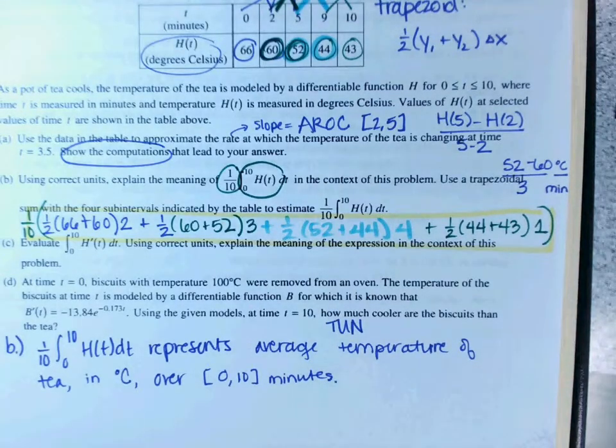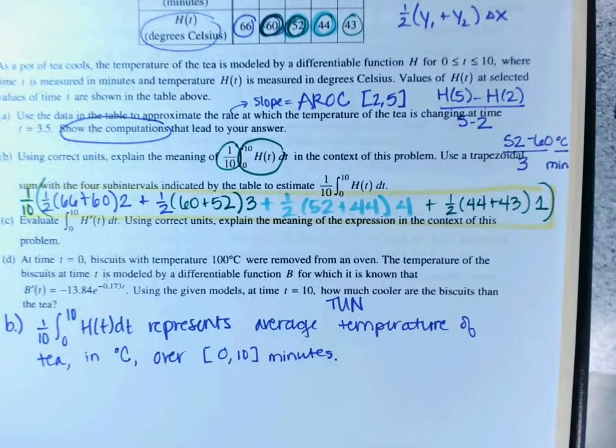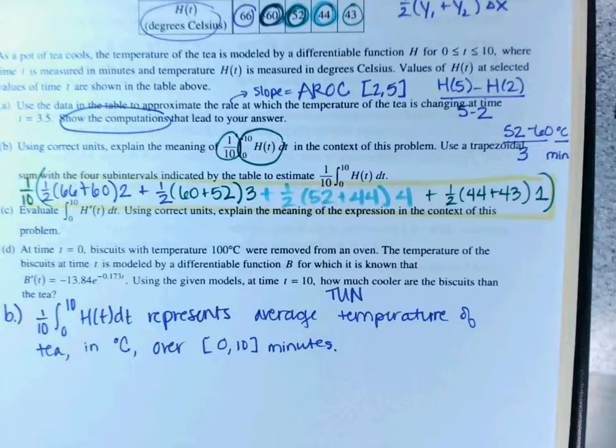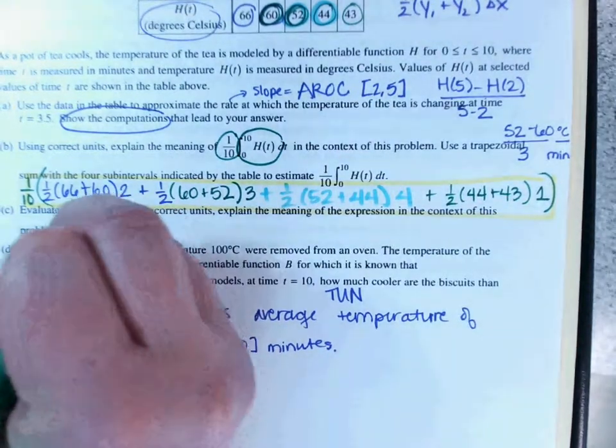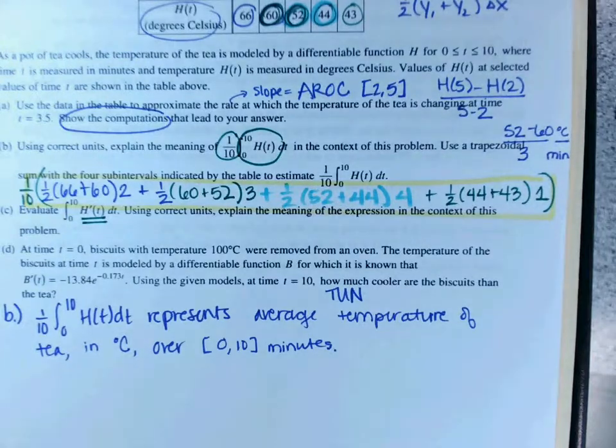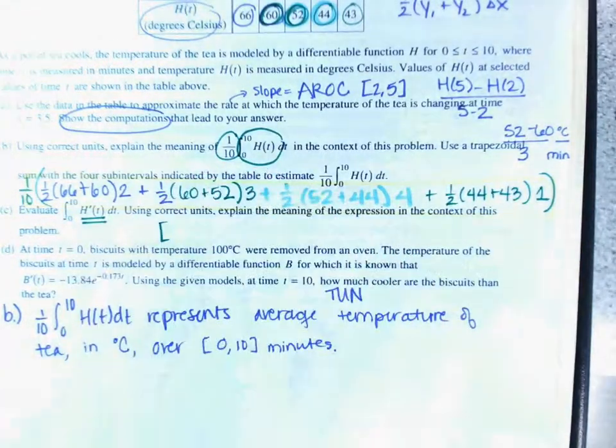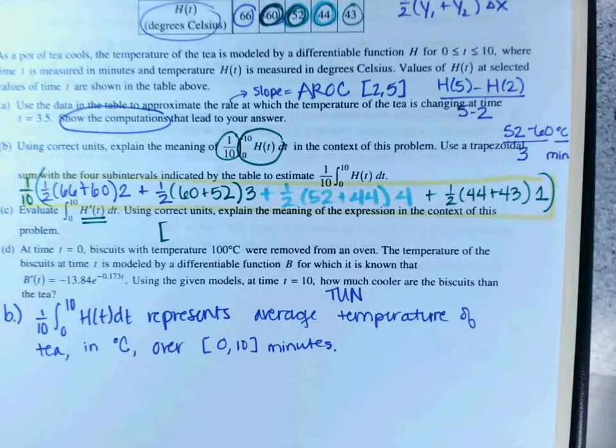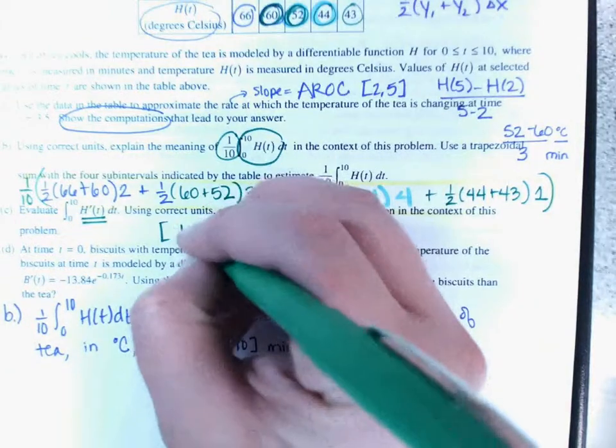Okay, part C says, evaluate the integral of h prime. Using correct units, explain the meaning of the expression in the context of the problem. Okay, so first thing, you have an integral of h prime. What is the antiderivative of h prime? We're going to put it in brackets. What is the antiderivative of h prime? Normal h. Good. So h of t is in the middle.